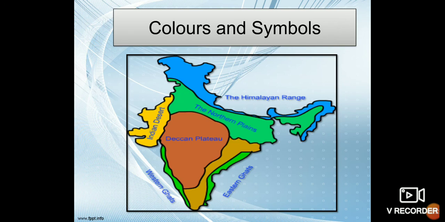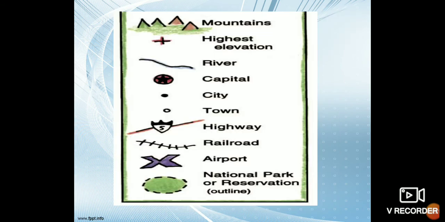Colors and symbols. A physical map uses different colors to represent different landforms. It is important for us to understand these colors and symbols because they help us to read the map. These colors help us to easily locate different physical features such as mountains and deserts on a map. Symbols. Symbols are used in a map to mark cities, capitals, airports, railways, and so on.